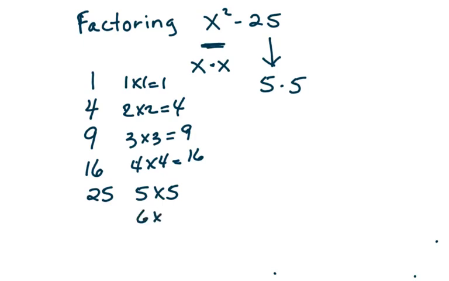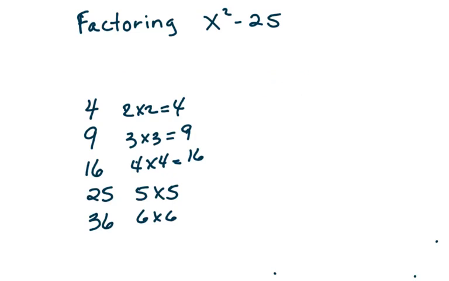6 times 6 is 36. 36 is a square number. We can keep going like this. 7 times 7, 8 times 8, 9 times 9, like that, okay? So we can keep on keeping on. All right, now let me show you how you factor it.